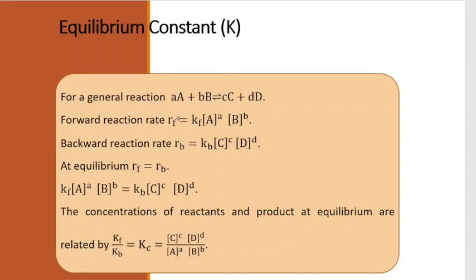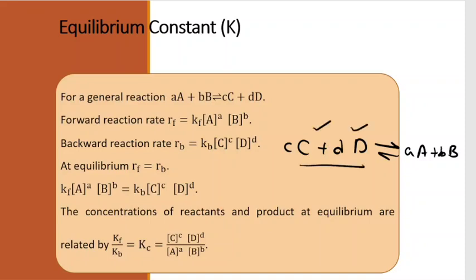Forward reaction rate Rf is equal to Kf into [A] power a. Here the coefficients are a and b. If we consider the backward reaction, what are the reactants here? For the backward reaction, the reactants are C, comma D, and hence again raise it to their powers, small c and small d here.